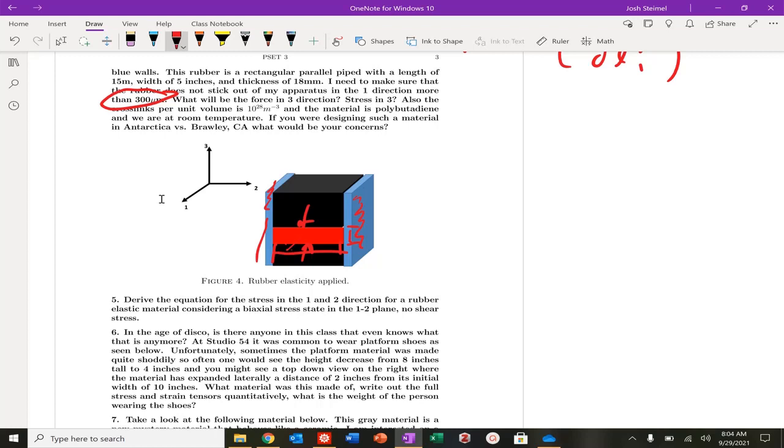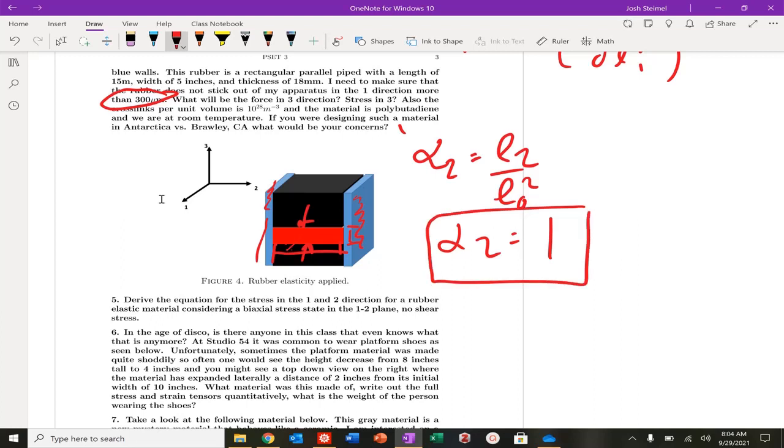The key thing here is that in the 2 direction, my material can't expand. So if I look at my alpha 2, it's the new length in the 2 direction over my initial length in the 2 direction. If my material can't expand, this alpha 2 is going to be equal to 1. Once that is set, there is going to be some change in the 3 direction, in that thickness, because there's a force exerted on it. So there's going to be some change in alpha 3, and we're interested in that. What's the new 3 direction relative to the initial direction?